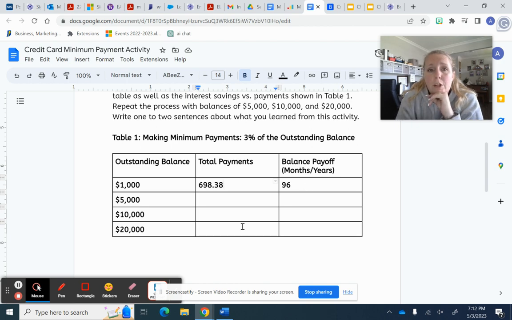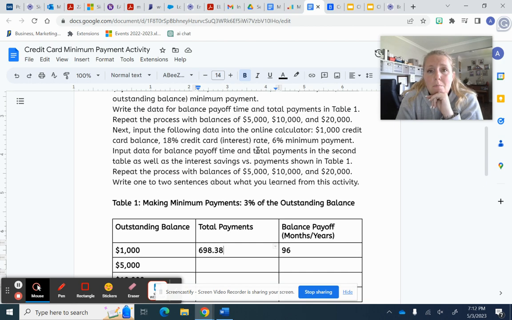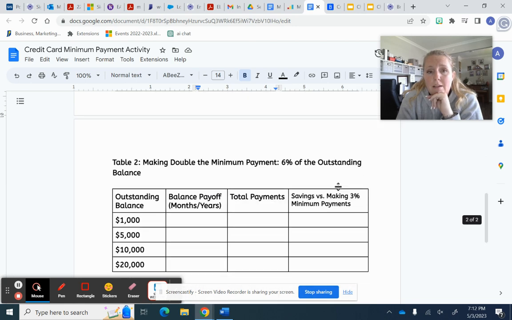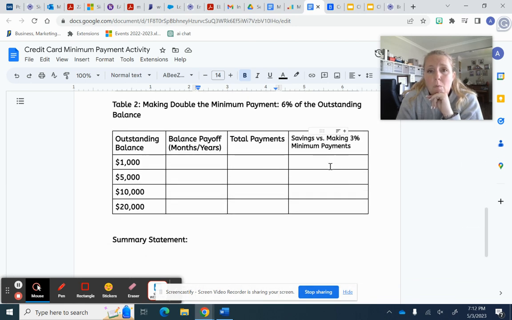What you're going to do is repeat this process, but with $5,000, $10,000, and $20,000 with this 3% minimum payment. Then you're going to come down here and we're going to double our payments. So instead of 3%, we're going to go with 6%. Then I want you to tell me, how much are you saving by paying double? And you're going to fill this all in.